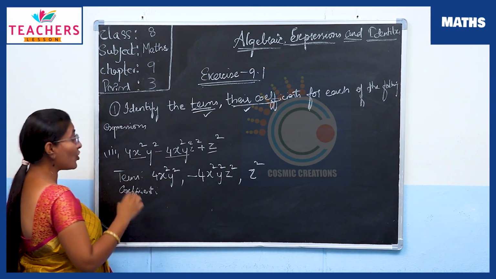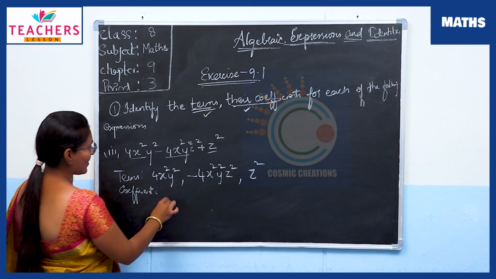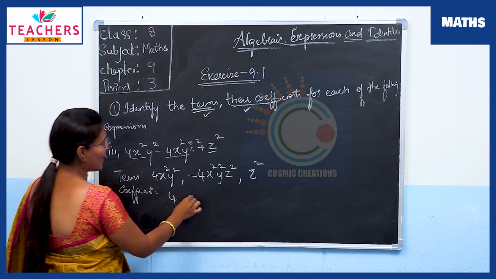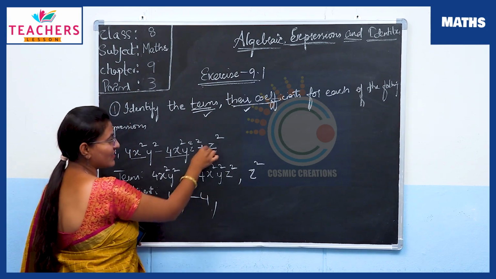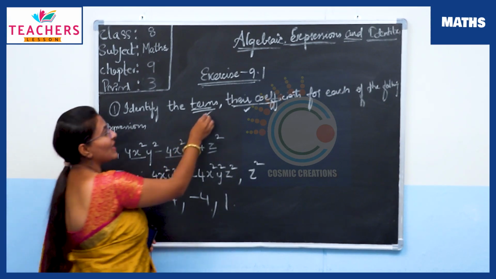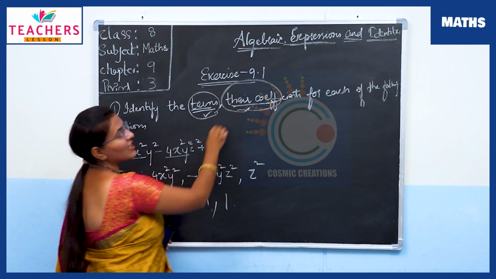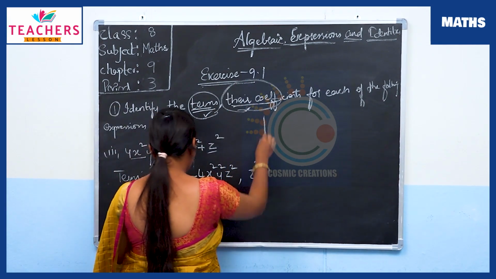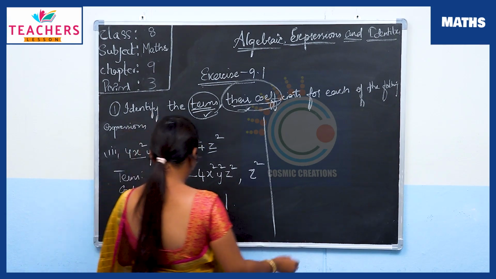Next. What are the coefficients now? 4, comma, minus 4, 1. Yes, 1. Okay? So very easy, right? Now you have understood completely regarding the concept of terms and coefficients. So let's quickly do the next problem.